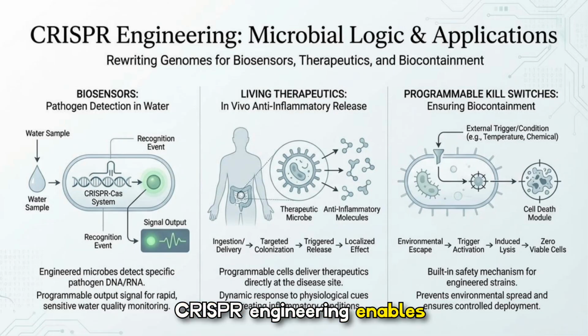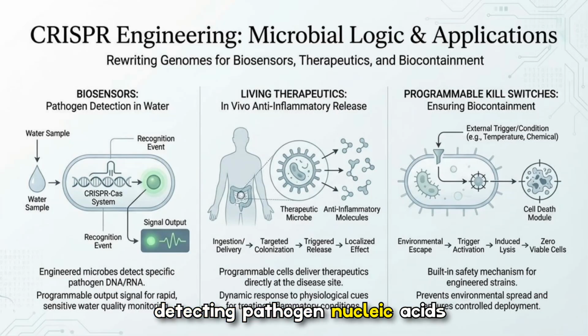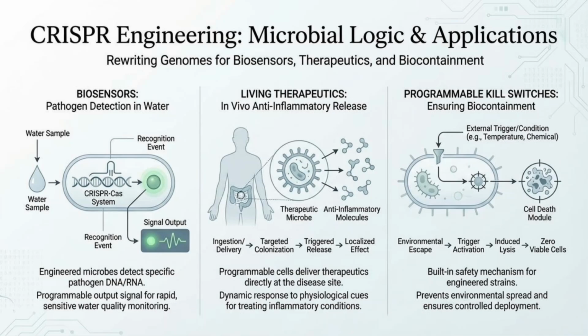CRISPR engineering enables microbial logic for biosensors, living therapeutics, and programmable kill switches. The diagrams show sensor systems detecting pathogen nucleic acids, engineered microbes delivering anti-inflammatory molecules in vivo, and built-in safety switches that trigger lysis under defined conditions to ensure biocontainment and controlled therapeutic deployment.